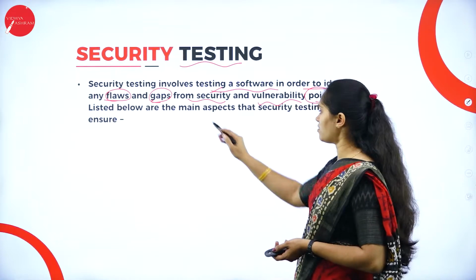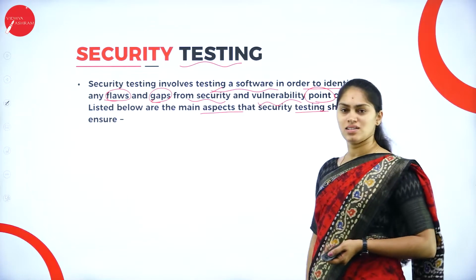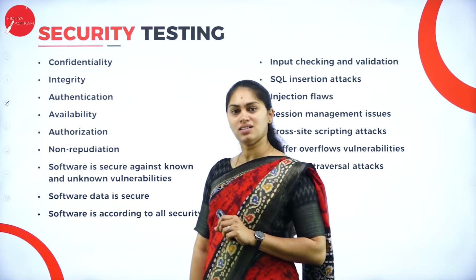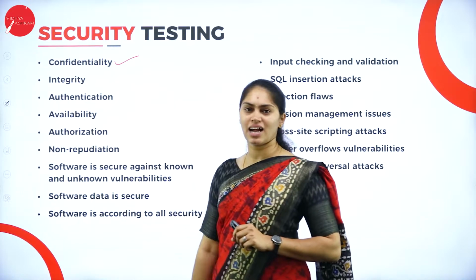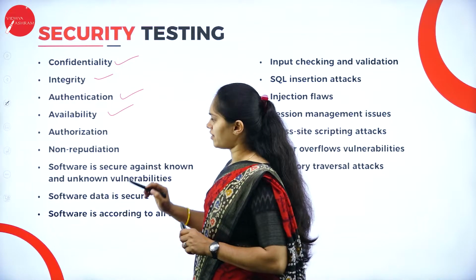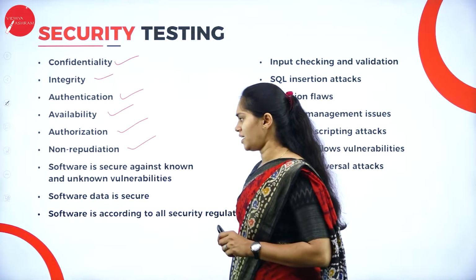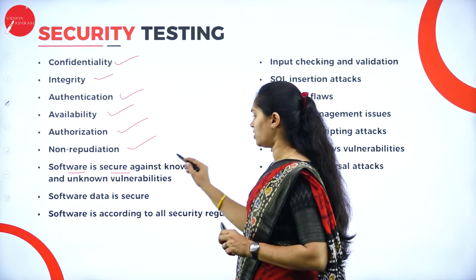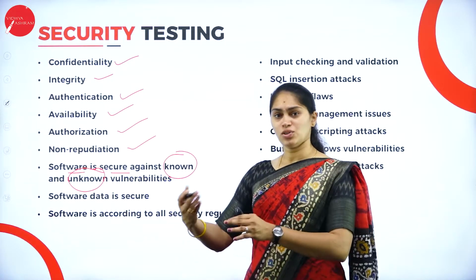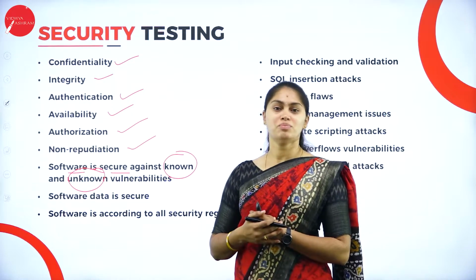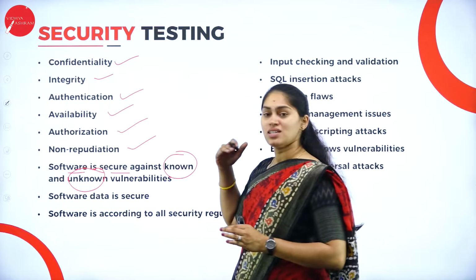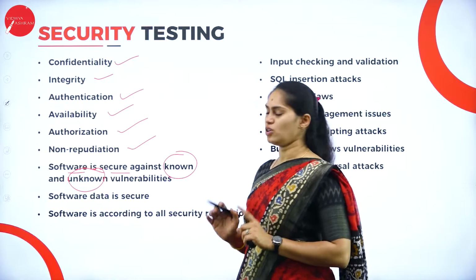Here you can see some of the main aspects which come under security testing. We have a number of aspects under security testing. Mainly we are concerned with confidentiality, integrity, authentication, availability, authorization, non-repudiation, and whether the software is secure against known or unknown vulnerabilities. Simply, we can't give every credential to known persons also. There might be chances of misusing the data. So it needs to be available. That means software needs to be capable of securing the system against even known and unknown vulnerabilities.